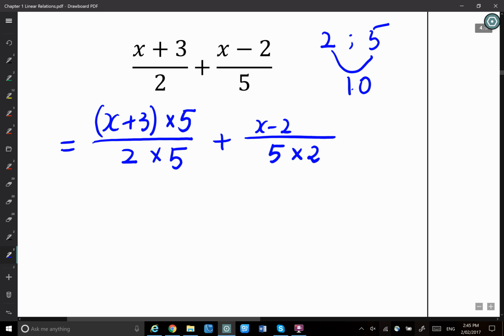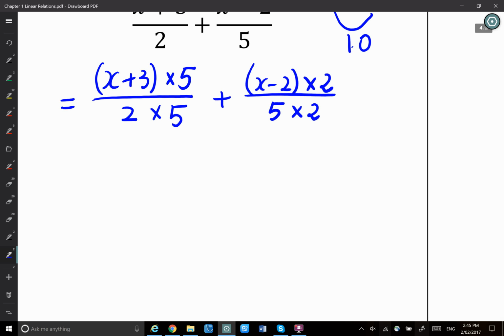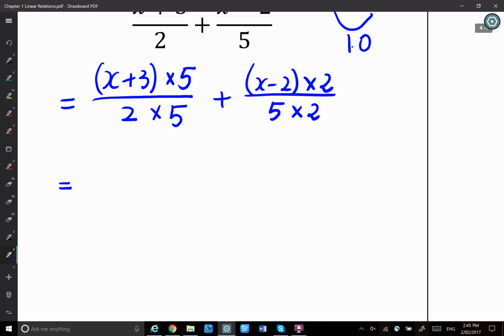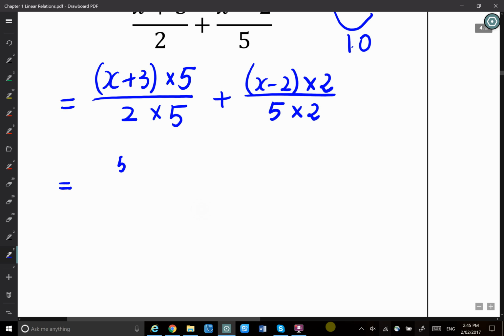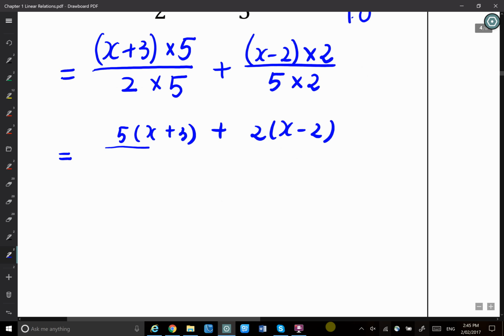5 needs to times 2 to make 10. So the whole thing here needs to times 2 to make it balance. Okay, same thing. So before I open the bracket, I want to combine my numerator first. So that is 5 times x plus 3 plus 2 times x minus 2, and the denominator will be 10.